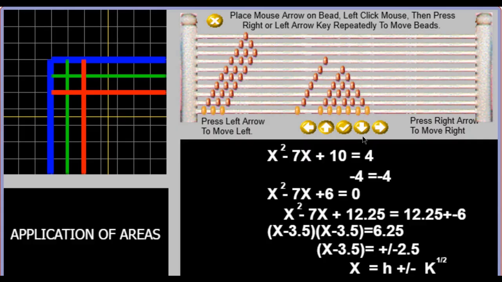Now let's do the next step of completing the square. And we have x equals 3.5 plus or minus 2.5. And if we look here, we have 3.5, which is half of 7, as pointed out before. Now here is 2.5. We take that away from the 3.5, we're left with 1. So 3.5 take away 2.5 leaves us 1.